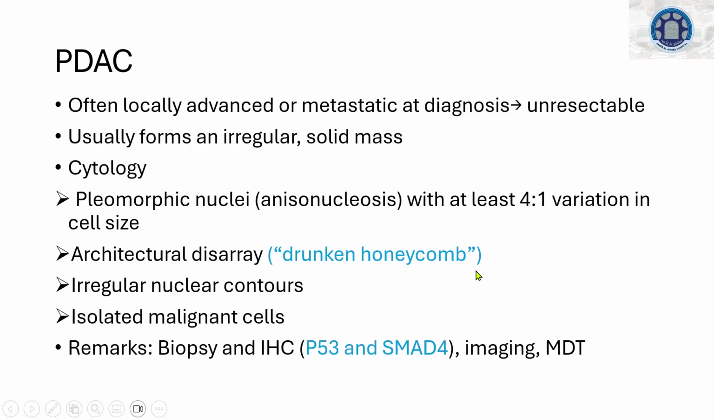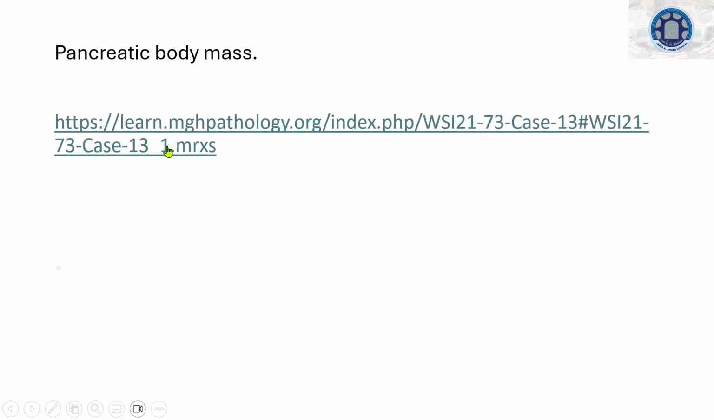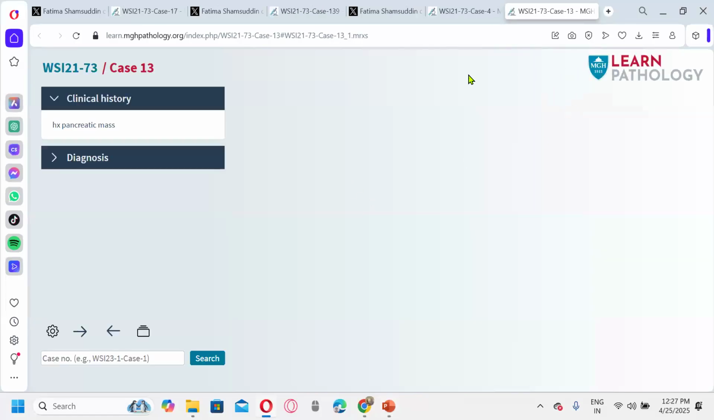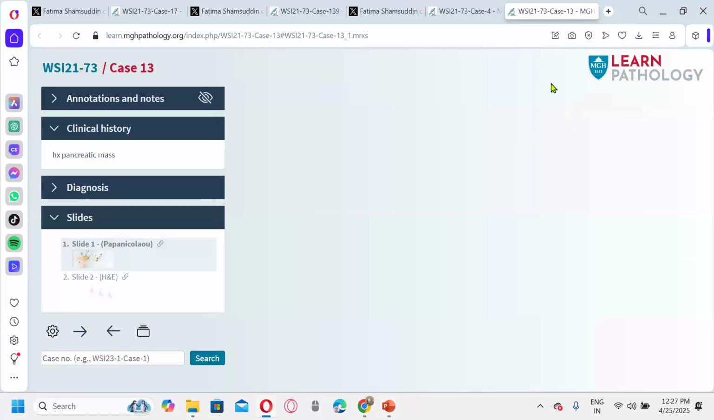Pleomorphic nucleus, drunken honeycomb pattern is very important, and biopsy and IHC will help you: P53, SMAD4 and even P16. What happens in SMAD4 and P16? Deletion. So loss will be there and P53 will be abnormal. So either null type or diffuse. So this is how a PDAC looks like. I've stopped asking. Okay, now I'm telling you, this is what PDAC looks like.